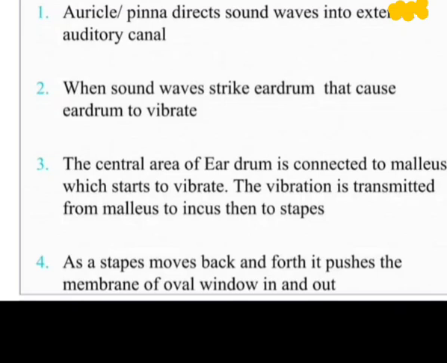The auricle and pinna direct sound waves into the external auditory canal, and when sound waves strike the eardrum, they cause the eardrum to vibrate. The central area of the eardrum is connected to the malleus, which starts to vibrate, and the vibration is transmitted from the malleus to the incus, then to the stapes, which is the smallest bone.